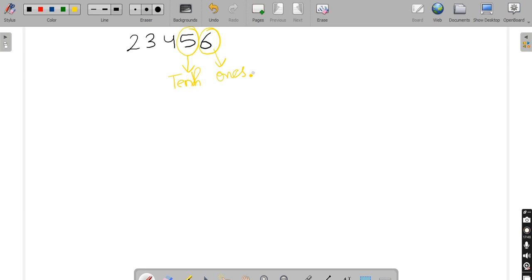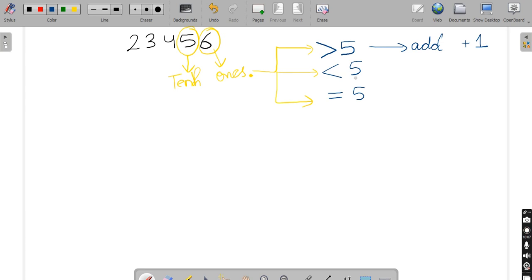For this ones place, there are 3 conditions that I need to follow every time. Either the ones place is greater than 5, or it is less than 5, or it is equal to 5. Three conditions are there. If it is greater than 5, then I will add plus 1 to my 10th place. If it is less than 5, then I will not add. If it is equal to 5, then also I will add plus 1.